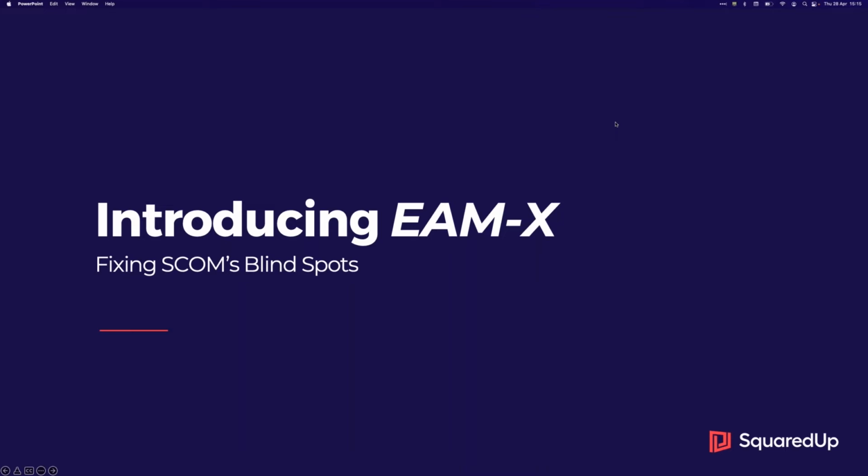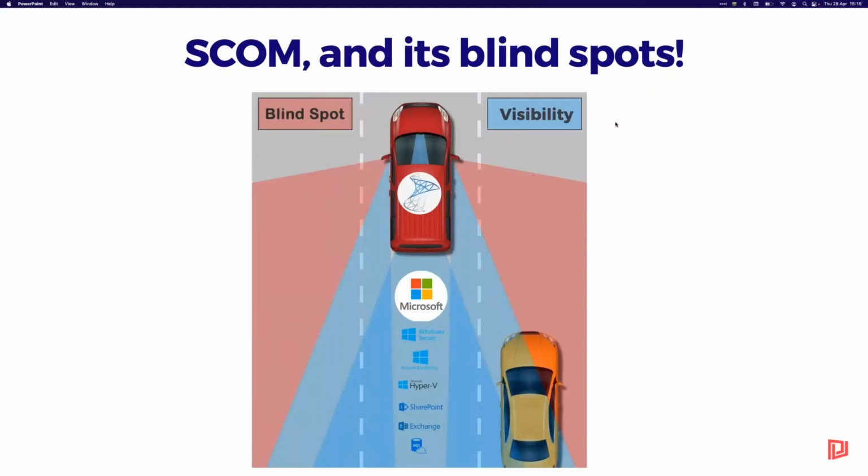So we are introducing this new capability today. We're calling it EAM-X. We have our enterprise application monitoring and mapping capability within Squaredup. I know a lot of you are customers of EAM today, and we are adding an X. So what is the X? It's about extending the capability and extending the visibility for SCOM. So go ahead, Vincent, to the next one, please.